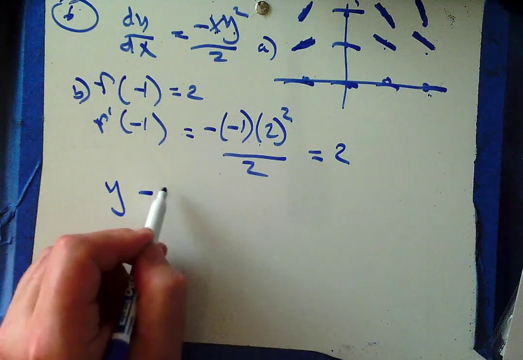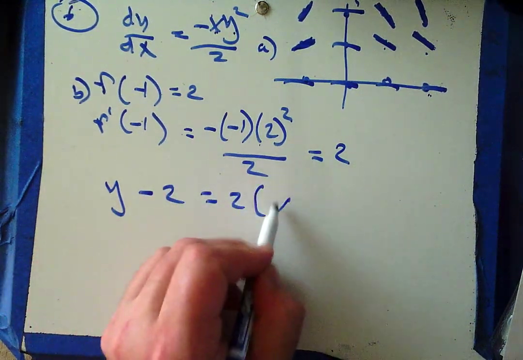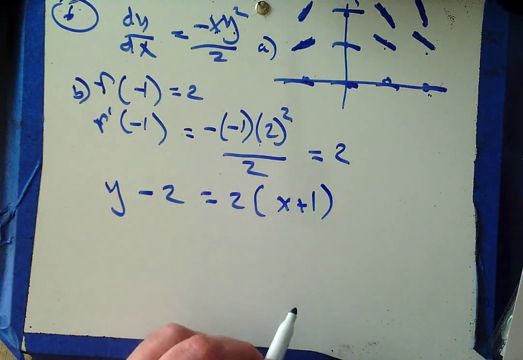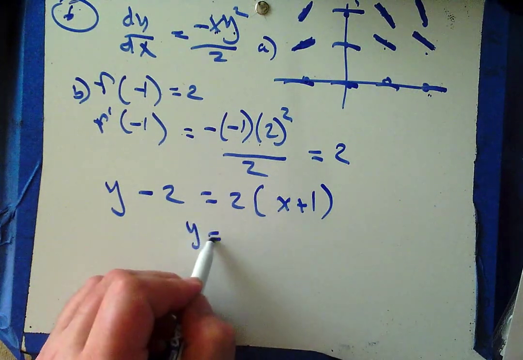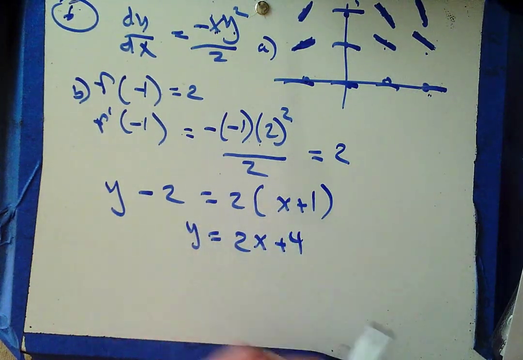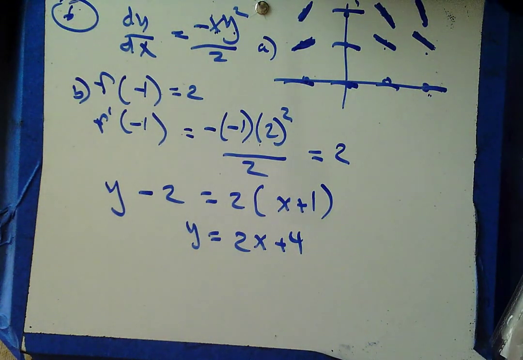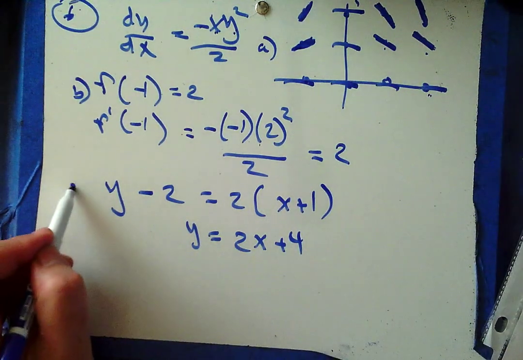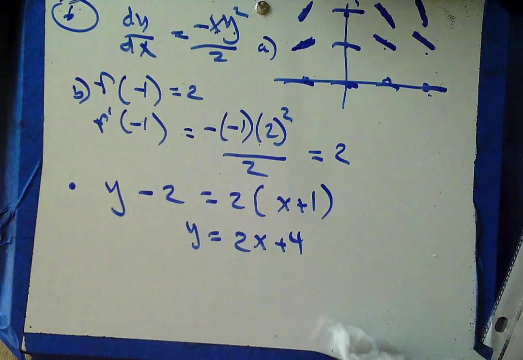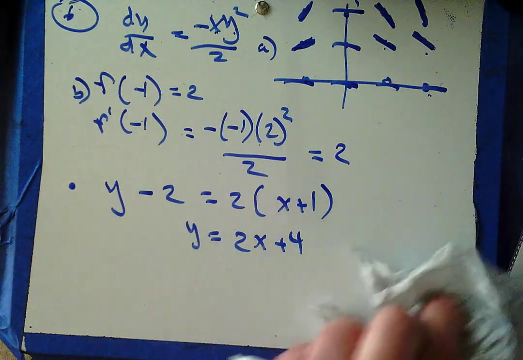And so y minus 2 equals 2 times x plus 1. Or if you needed to take this further, y equals 2x plus 4. That would be my tangent line equation, but I would stop here. Okay, and then part C says find the particular solution through that point.